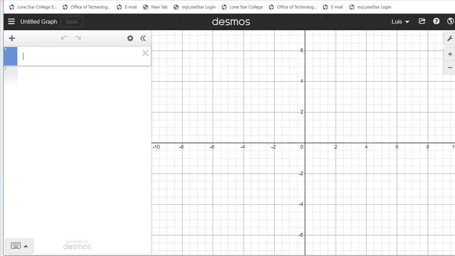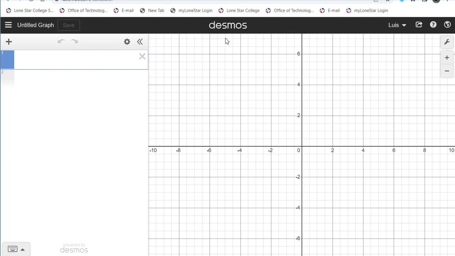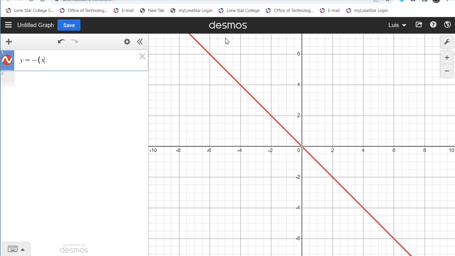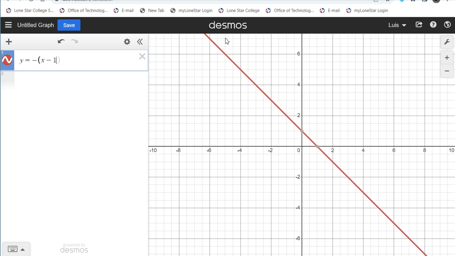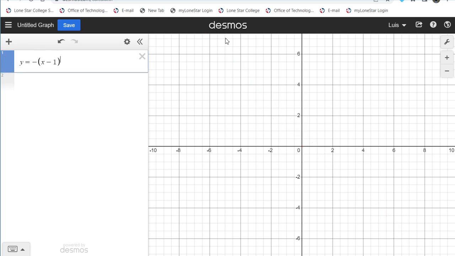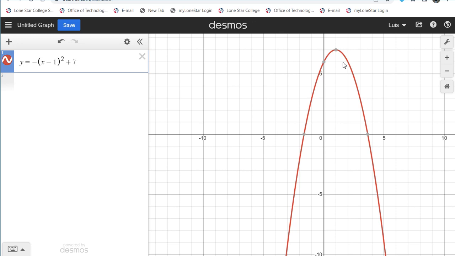All right, so we want to set up a little graph. So we have y equals, now take into consideration that if I plug it in as originally stated, then we'll get the same thing. But we'll say (x minus 1) to the second power, and then plus 7. Okay, so there's the graph right there.